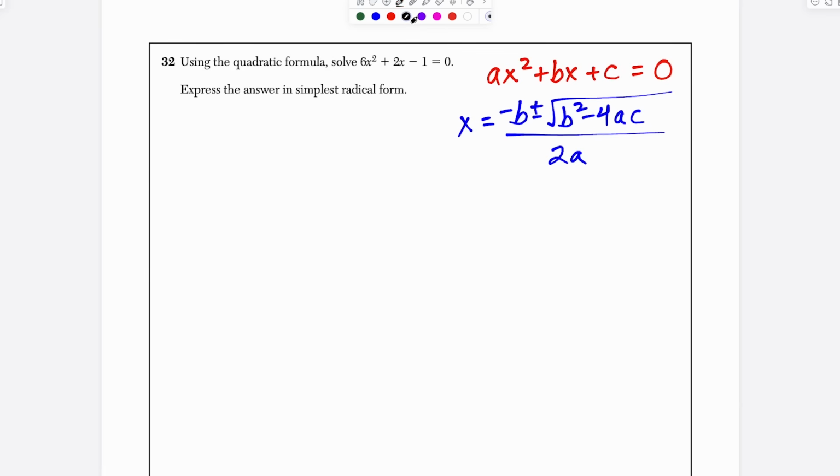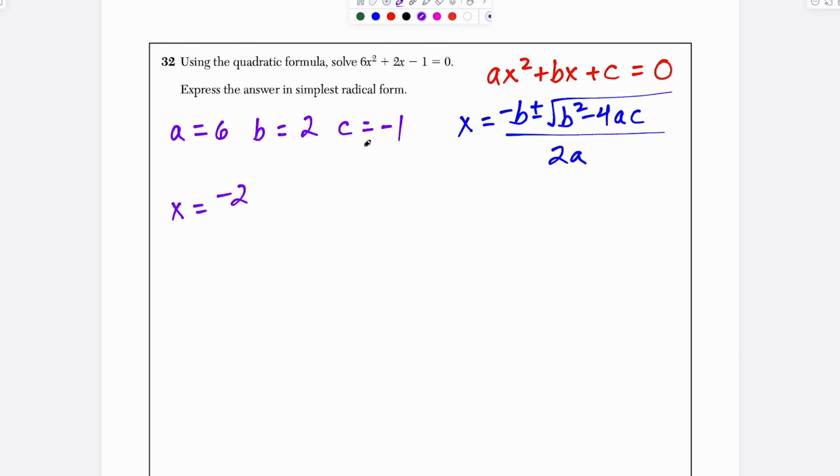So what I'll do next is identify the a, b, and c values. So a is the coefficient of x squared. So we have a equals 6. And then we have a b value equal to 2. And then c is equal to -1. Okay, the sign has to come along with it. And we're able to identify a, b, and c because the equation they gave us is equal to 0. So now we just plug into the formula. We have x equals -b. So we're going opposite of +2, which will give us -2.